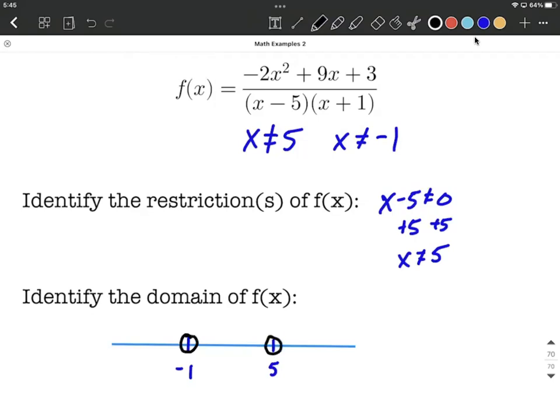So on a graph, this would look like open circles at each one of those, and then we would shade everything to the left, everything in the middle would be okay, and everything to the right. Because we're allowed to plug in any of those other values as long as you're not dividing by 0. Now, you probably want to know interval notation on this also.